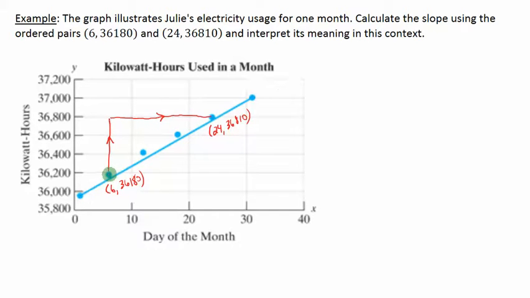So my rise, well, right now my y value is 36,180, and I'm going to go up until I hit this y value of 36,810. So going from 36,180 to 36,810 gives me a rise of 630 units. Then I do the same analysis on my run. Well, my run has an x value of 6 here, and it travels to the right until it hits an x value of 24. So my run is 18.